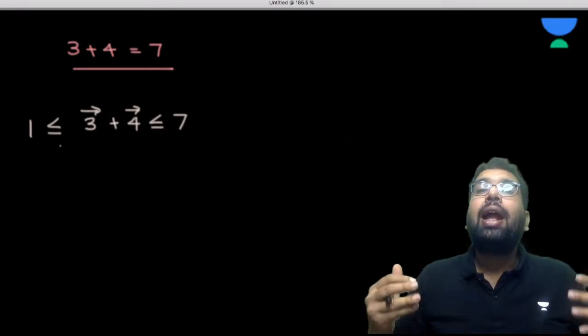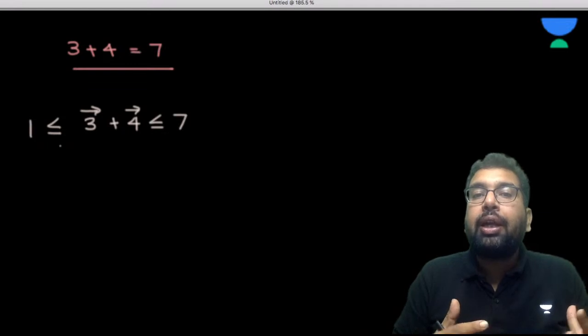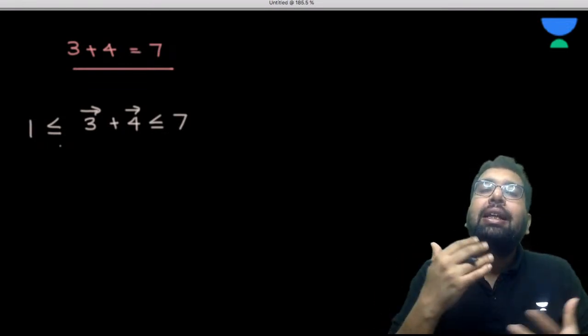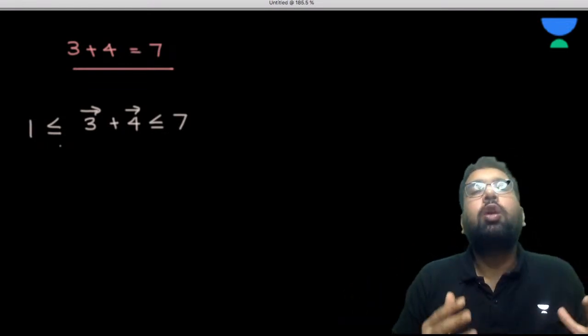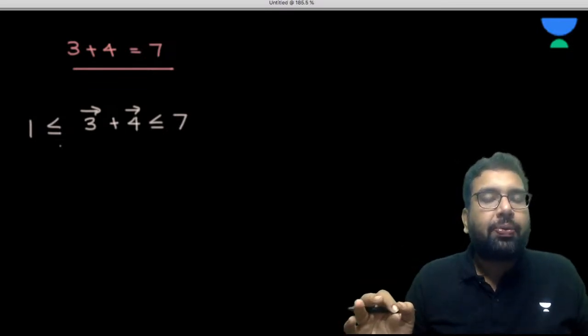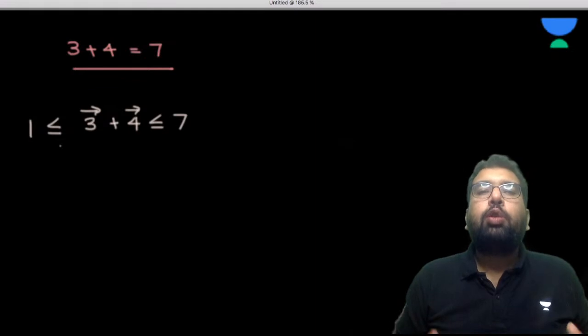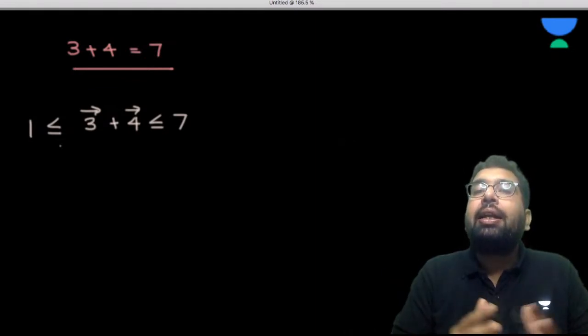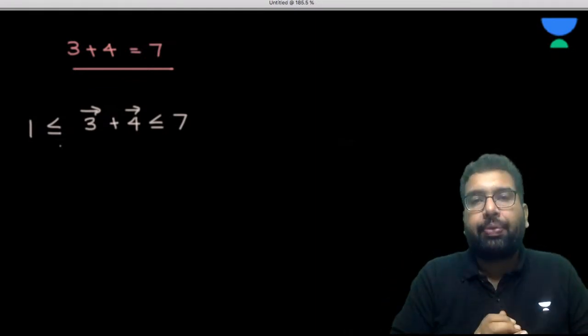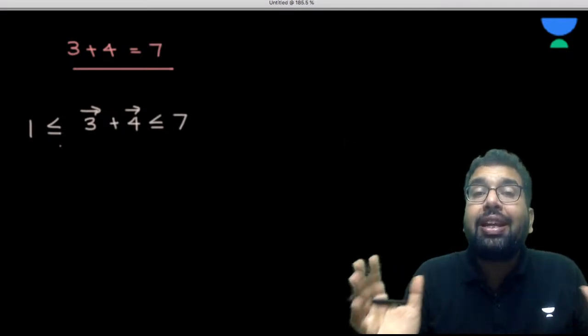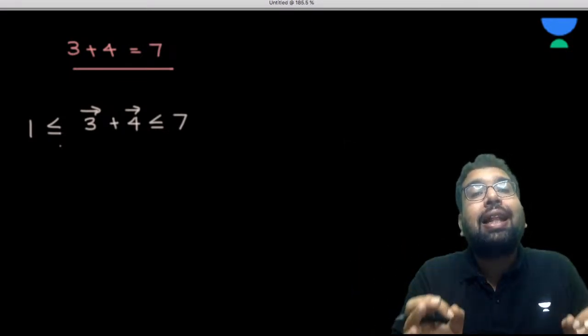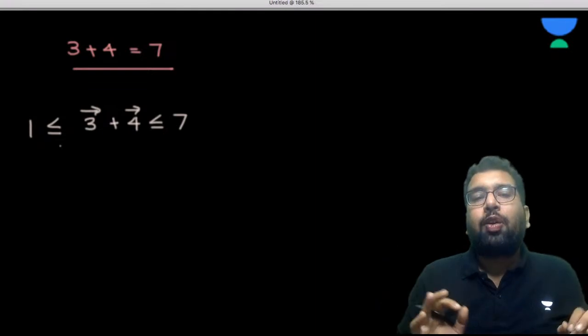So when you are adding two vectors, it is not like when you are adding scalars. And same for subtraction, although there is nothing like vector subtraction, it is only addition. I'll be talking about it. When two vectors are added, it can give you a range of values, unlike the scalar quantity.